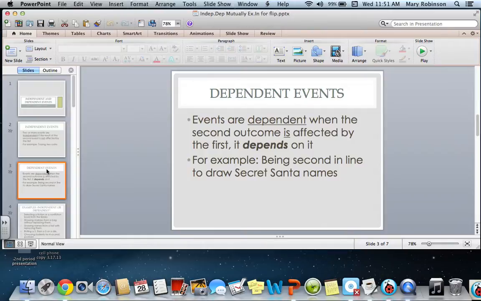If you are second, you now only have 4 names to choose from. So the probability of picking any name left is 1 in 4, or 25%. So in determining if a set of events is independent or dependent, ask yourself, does the second outcome of the second event depend on what happened in the first event? If you answer yes, then the events are dependent. If you answer no, they are independent.